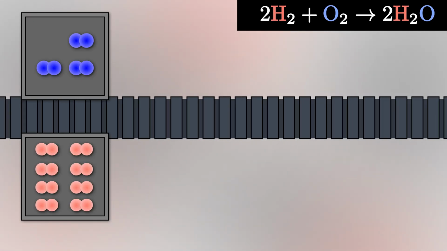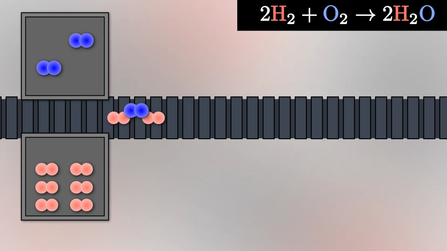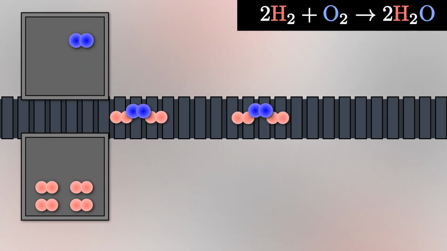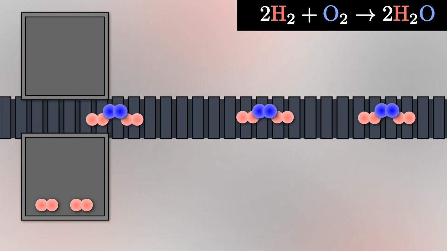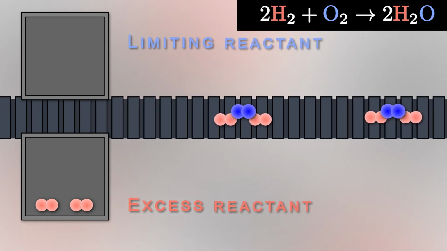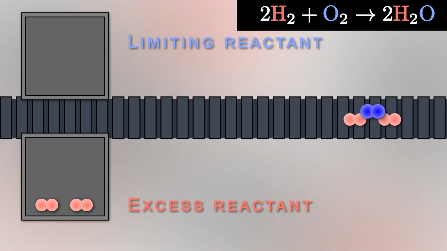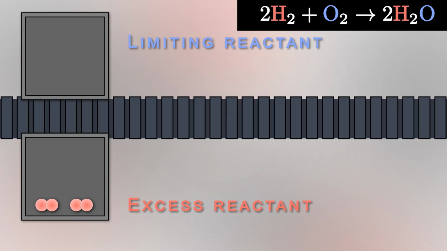But now imagine we start with 1 fewer oxygen molecule than we need. We can still form water for a while, but eventually oxygen runs out first. That makes oxygen the limiting reactant. If there is still hydrogen left over after oxygen is gone, then hydrogen is the excess reactant.